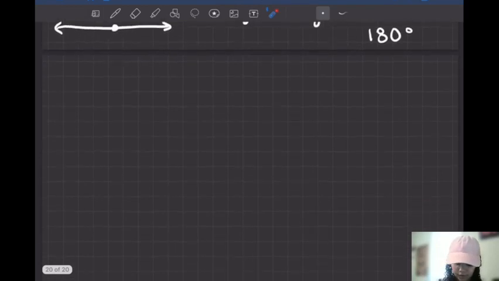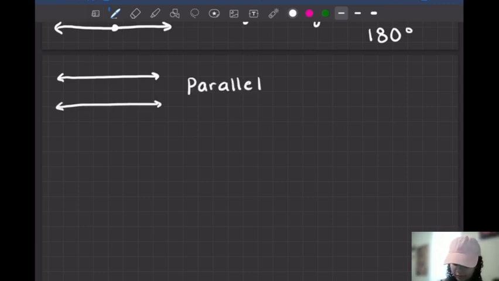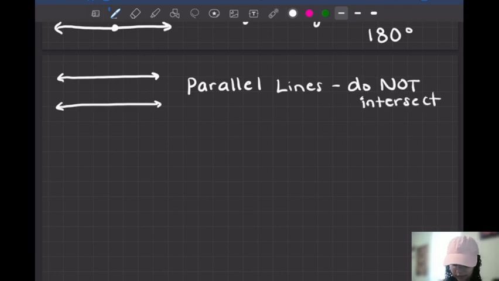Okay. All right, so now different kinds of lines. So we have lines that never intersect. So I'm going to draw these two lines up here. So lines that never intersect, those are our parallel lines. They do not intersect, and they never intersect. Okay, so parallel lines, they're going to keep going forever and ever in both directions. They're never going to touch.